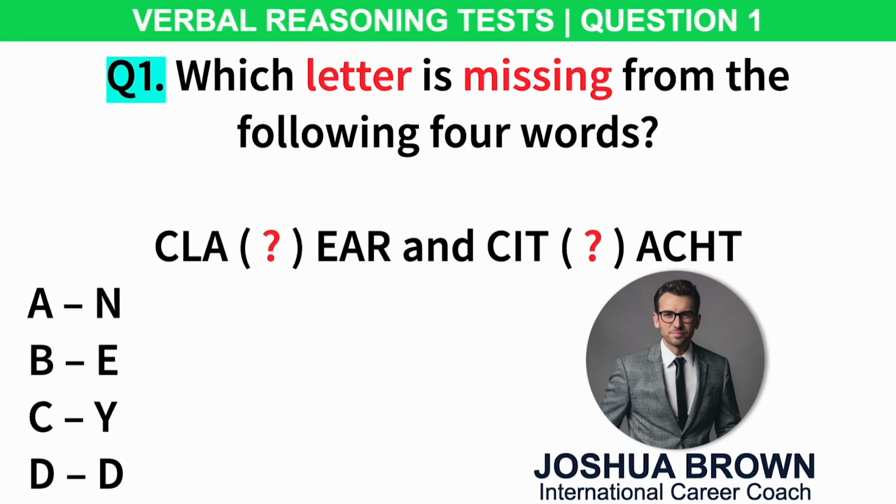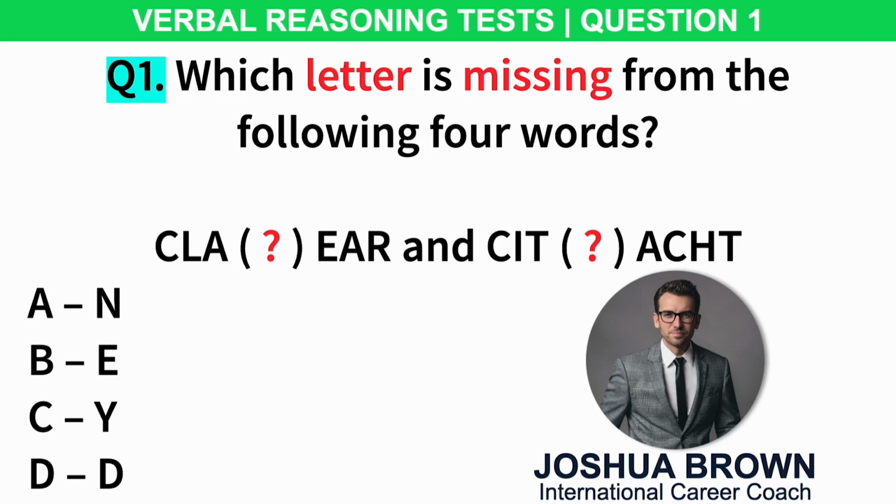Now, there are 2 ways to try and answer this type of verbal reasoning aptitude test question. The first being a process of elimination. For example, we can take the letter N and see if it makes the 4 words. And it does for the letters CLA, making the word clan. But it doesn't for the letters CIT, for example.